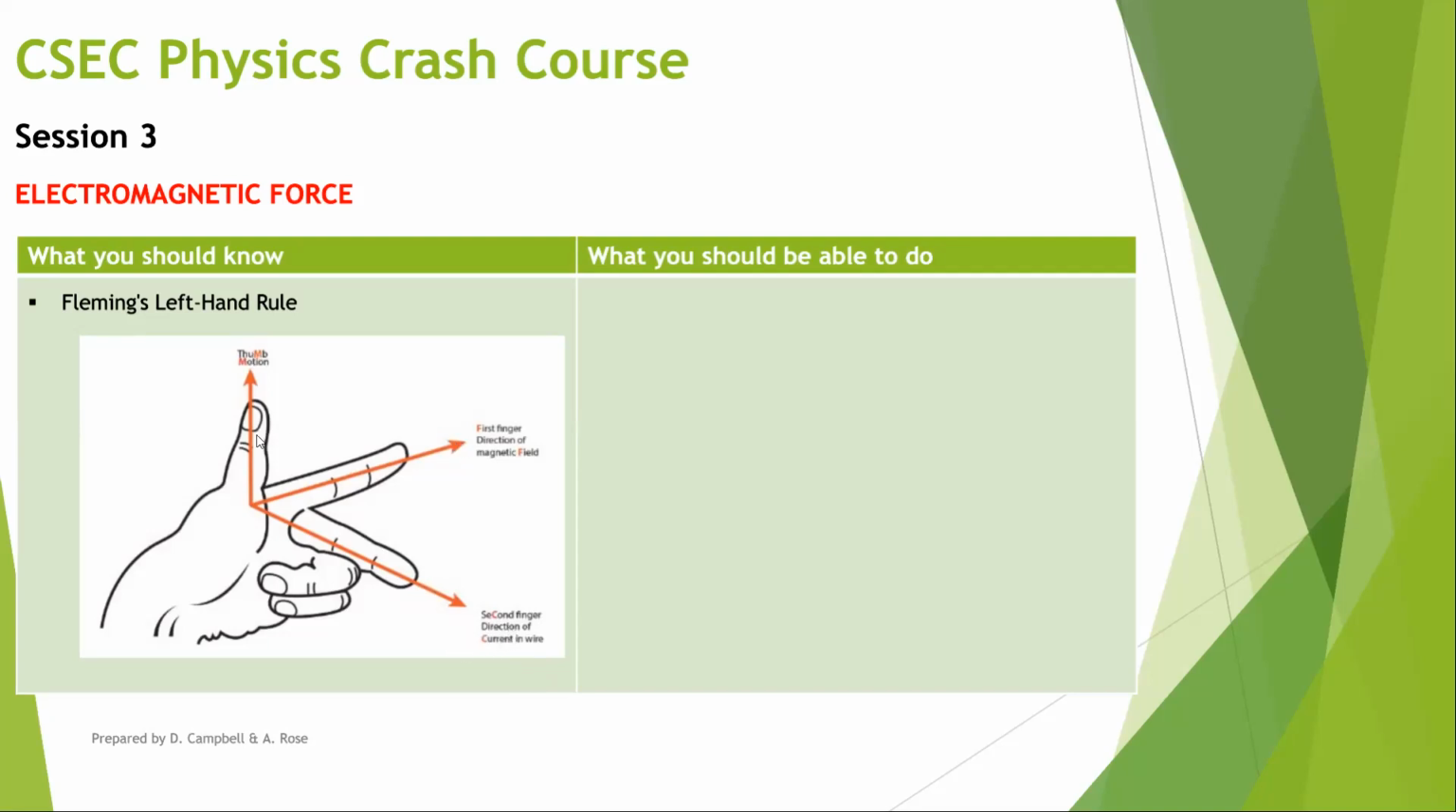So remember, thumb will give you the direction of the force or the motion of the conductor. The first finger points in the direction of the magnetic field, and the second finger points in the direction of the current, and that is the conventional current.